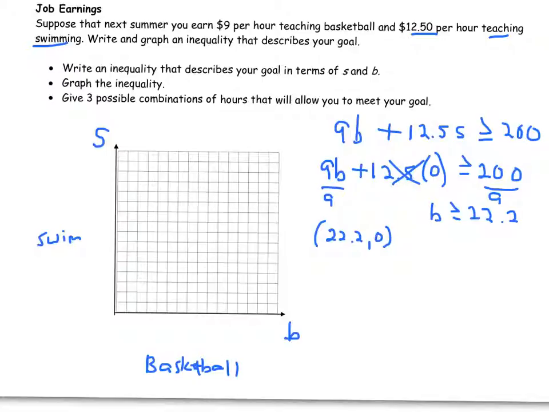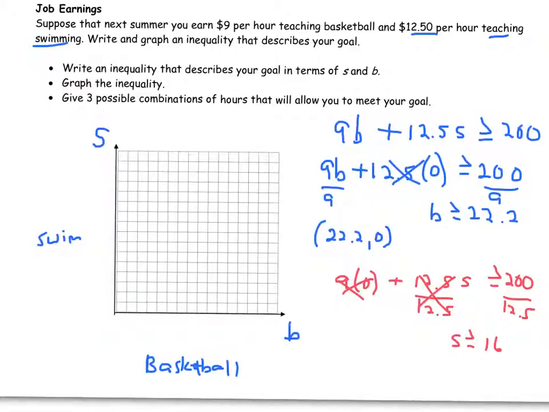Then I'm going to do the other intercept, so I'm going to let B be 0, plus 12.5 times S. I don't like that variable because they look alike. Then I divide by 12.5, and when I do that on the calculator, S is greater than or equal to 16 hours. So my S intercept would be 0, 16.